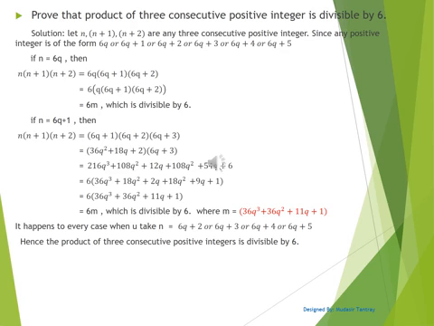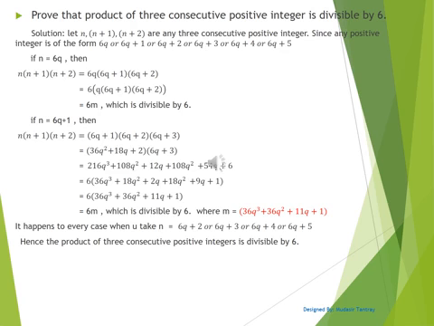If n is equal to 6q plus 1, then n into n plus 1 into n plus 2 is equal to 6q plus 1, 6q plus 2, and 6q plus 3. We have to replace the n with 6q plus 1. It becomes first multiply 6q plus 1 into 6q plus 2. When we multiply these two, it becomes 36q square plus 18q plus 2. Then into 6q plus 3. Now multiply these two. It becomes 216q cube plus 108q square plus 12q plus 108q square plus 54q plus 6.